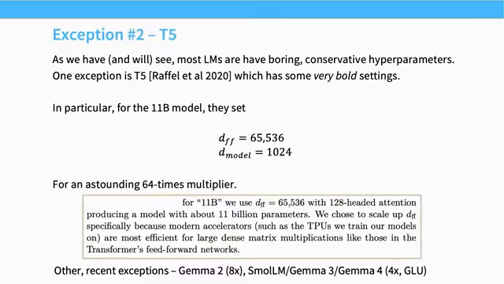This is another systems-based argument, right? They said, well, the bigger my matrix multiplies, the more efficiently I can keep my hardware utilized. So if I make this multiplier really big, then my matrix multiplies can potentially be more efficiently utilized, right? And some others, like Gemma 2, have also tried to push a little bit higher on this. But really, T5 is an astounding exception at 64. I don't think any other model has really gone that high in the feed-forward multiplier.